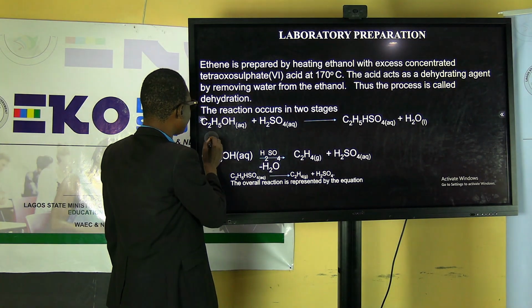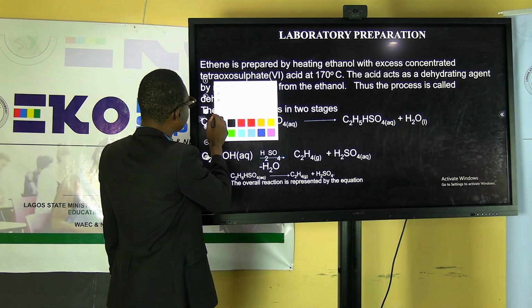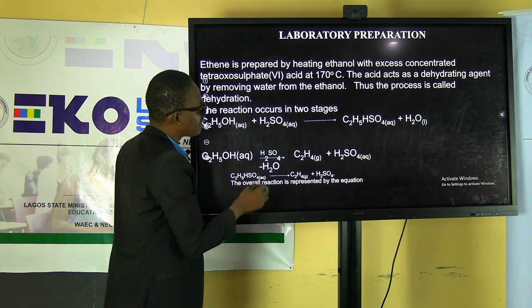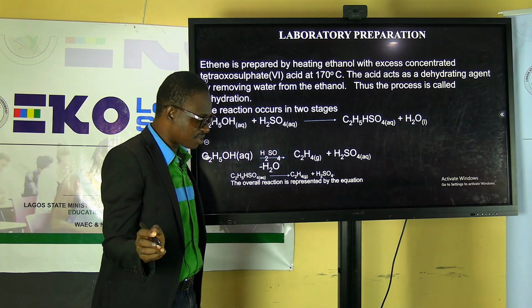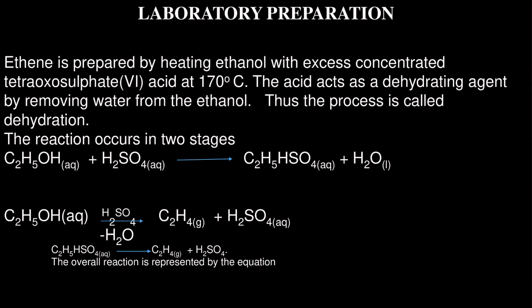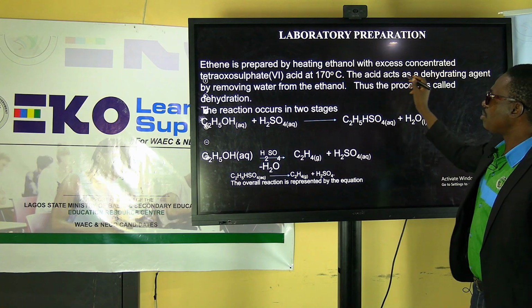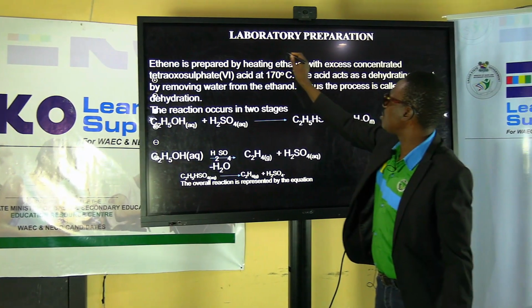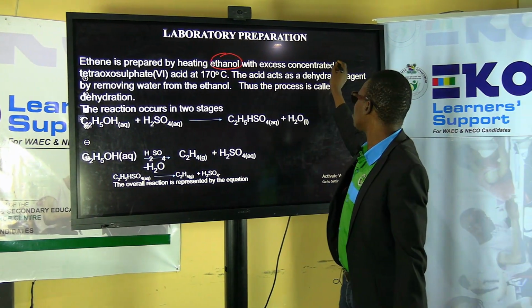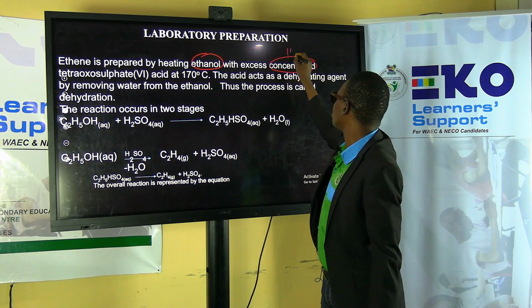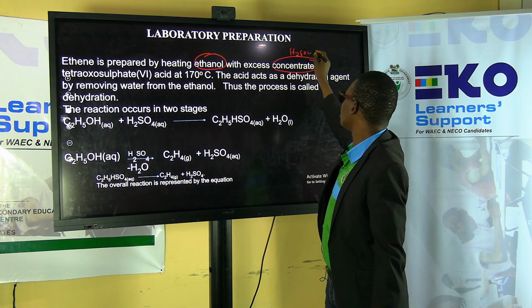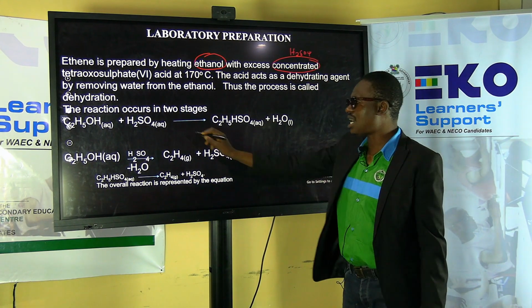So how can we prepare? How do we prepare the first member in the lab? And the first member is what? Ethene. So how do we prepare ethene in the lab? For us to prepare ethene in the lab, we need what we call ethanol. And we need concentrated H2SO4, tetraoxosulfate(VI) acid, as you could see.